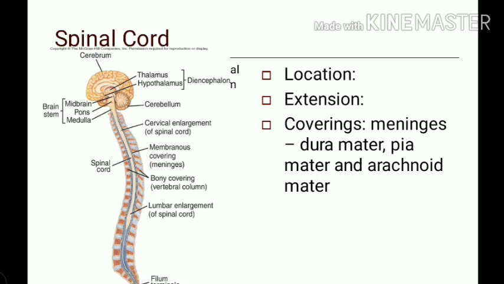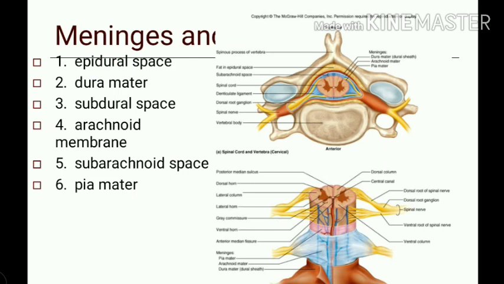It has three coverings known as meninges, and from outside to inside they are dura mater, arachnoid mater and pia mater. Here you can see the outermost one, that is dura mater. Outside the dura mater is the epidural space. This is dura mater and this is the epidural space.